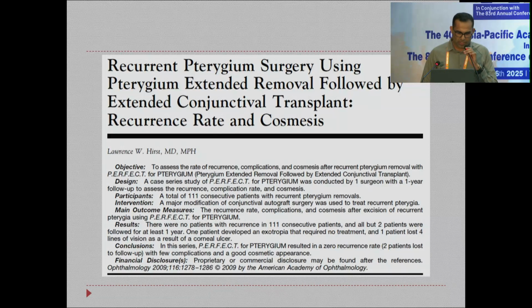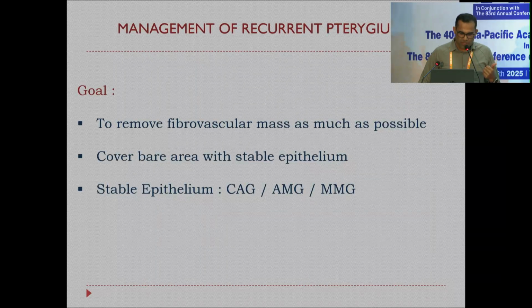We have already gone through it. So here he also exploited this technique into the recurrent pterygium management. And again, this is the only technique in recurrent pterygium management which has promised 0% recurrence rate. So management of recurrent pterygium, again, now we know that it is not primary pterygium. We again have to go behind the fibrocicatricial tissue, remove as much as possible. We have to cover the bare area with stable epithelium.